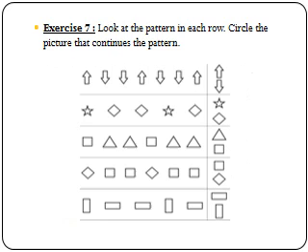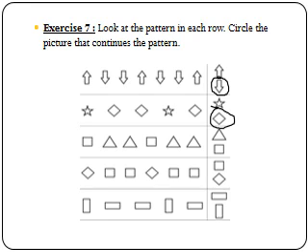8. In exercise 7, you have to look at the pattern in each row and circle the picture that continues the pattern. Up, down, down, up, down, down, up, down. Star, diamond, diamond, star, diamond, diamond.